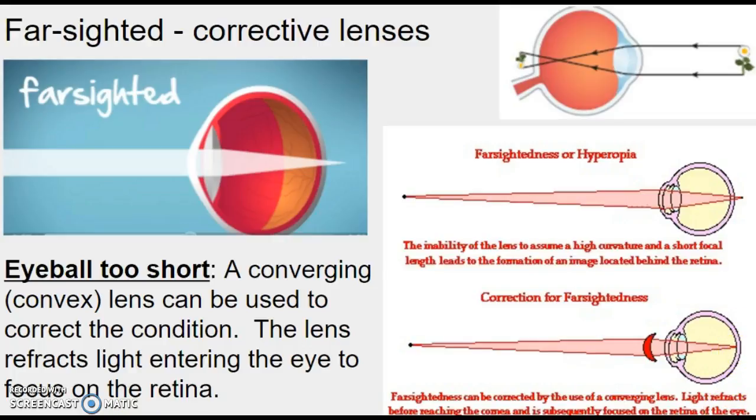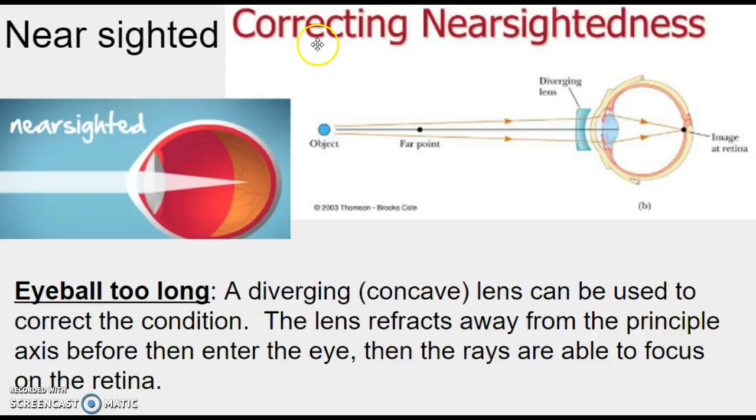And for correcting nearsightedness, the eyeball is too long. So a diverging or concave lens can be used to correct the condition. Here we see the lens refracts the light away from the principal axis before it enters the eye, and then the rays are able to focus on the retina. So you're simply changing this location, moving it back so that the image reaches the retina, and the image is simply the light.